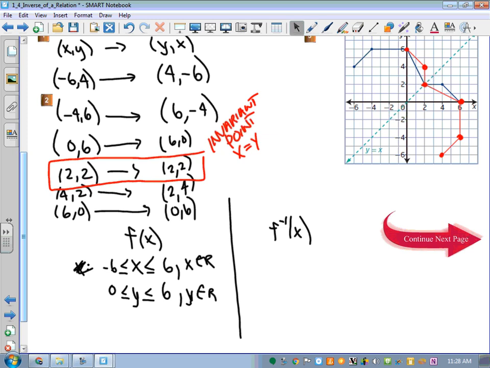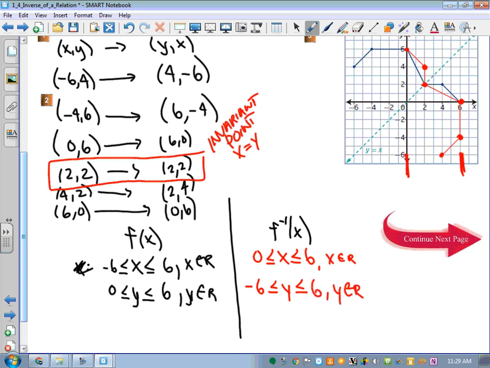When I look at my inverse, let's do the domain first. So on that red graph, or red relation I should say, the smallest x value I've highlighted in red there, and the largest x value I've indicated in red there. That interval is that x is greater than or equal to 0 and less than or equal to 6. And again, x is an element of the real. For the range, though, I now have that y is greater than or equal to negative 6 and less than or equal to positive 6. And y is an element of the real.